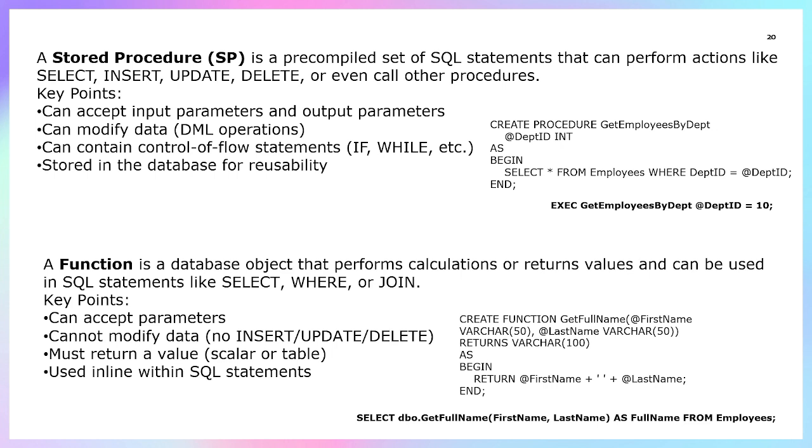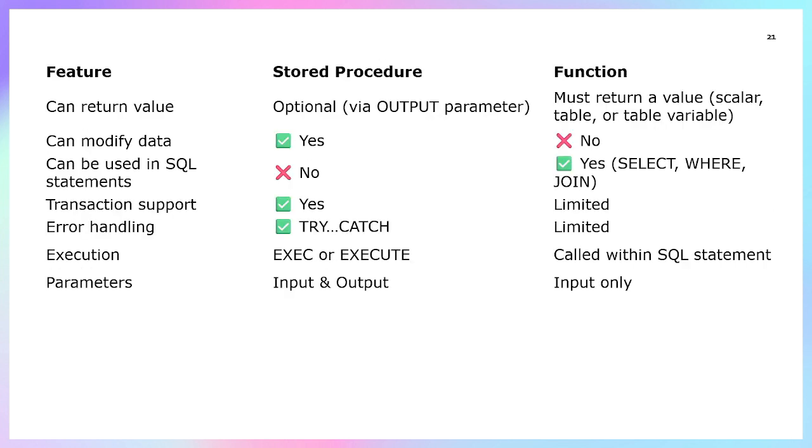If someone asks what is the difference between a stored procedure and a function, you can explain that it is not necessary that a stored procedure returns a value, but in a function it is necessary that it returns a value. Either it will return a scalar value or a table, but it will return a value.